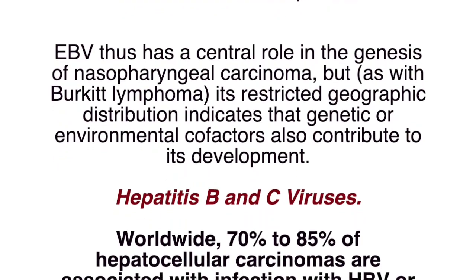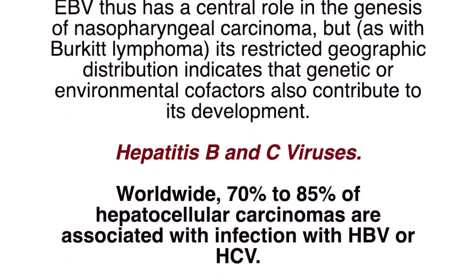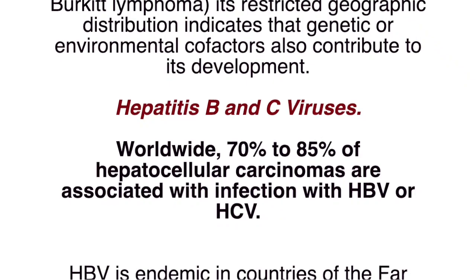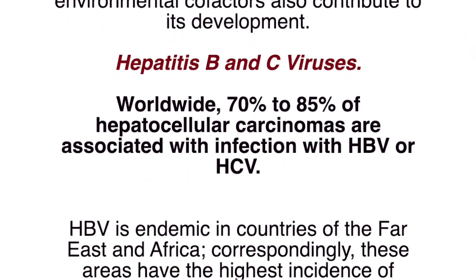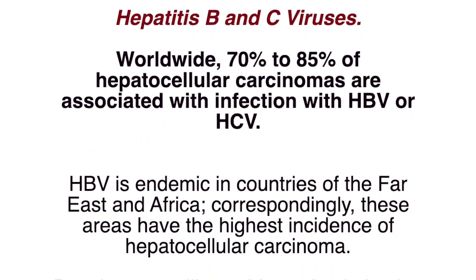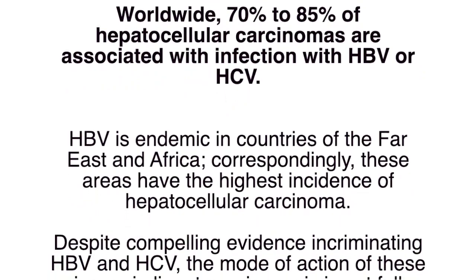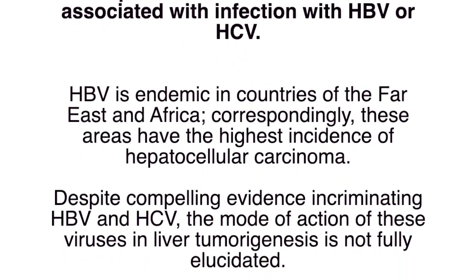Hepatitis B and C viruses. Worldwide, 70 to 85% of hepatocellular carcinomas are associated with infection with hepatitis B or C viruses. Hepatitis B virus is endemic in countries of the Far East and Africa. Correspondingly, these areas have the highest incidence of hepatocellular carcinoma.